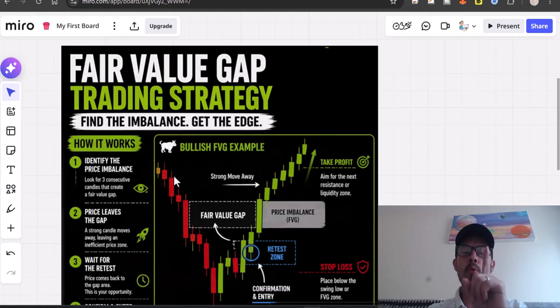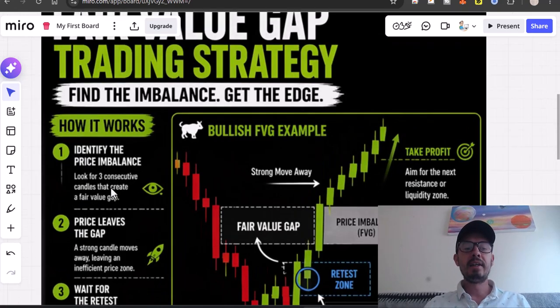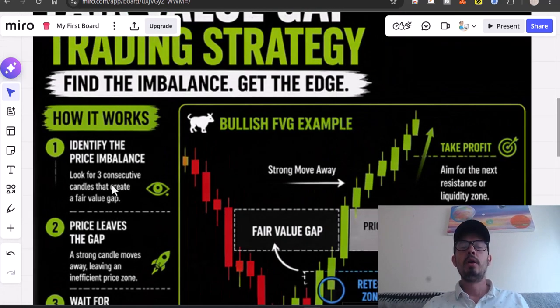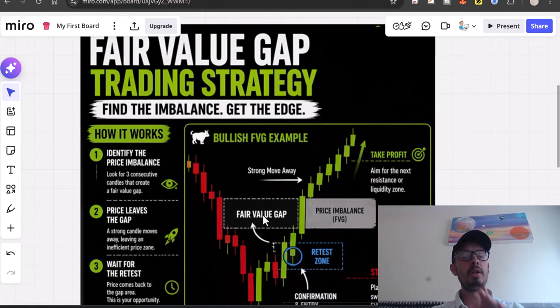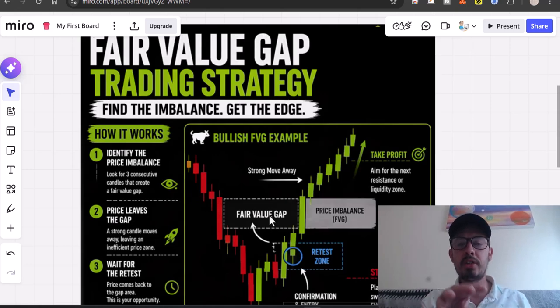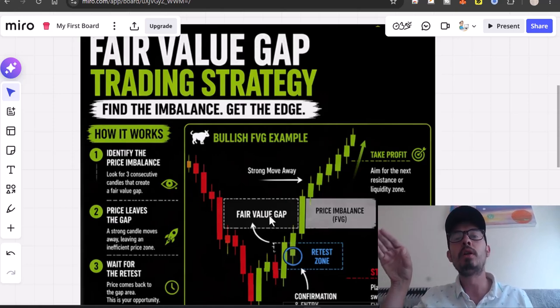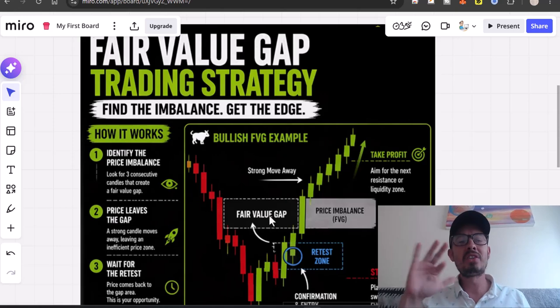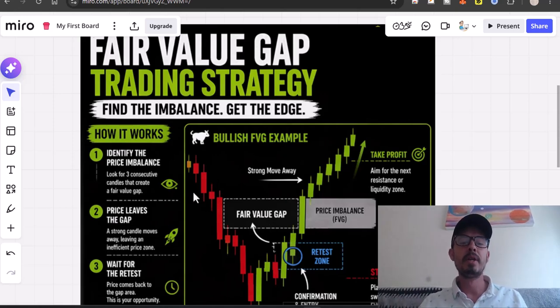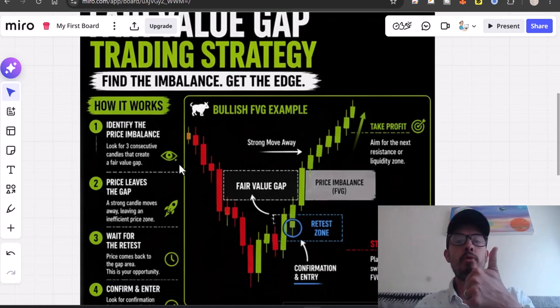So step number one, identify the imbalance. Look for three consecutive candles that create a fair value gap. Like you can see on the picture right here, this is a really beautiful example. We're going to look at this example, then we're going to look into the live charts to see how this looks in real life to make real profits. But before that, we need to understand what these are and how they look. So the first thing we understand is that fair value gaps are similar to support and resistance zones.